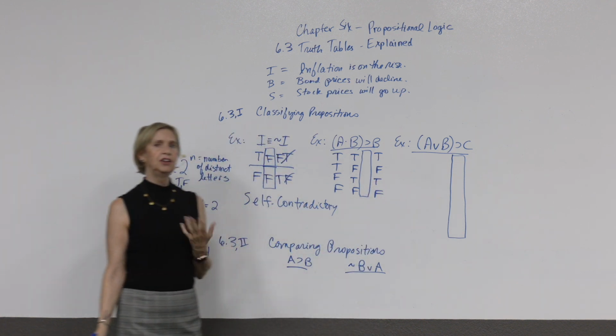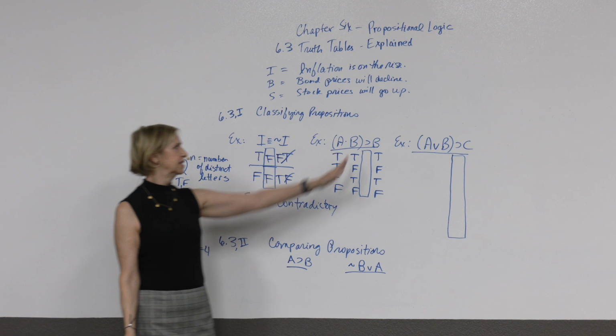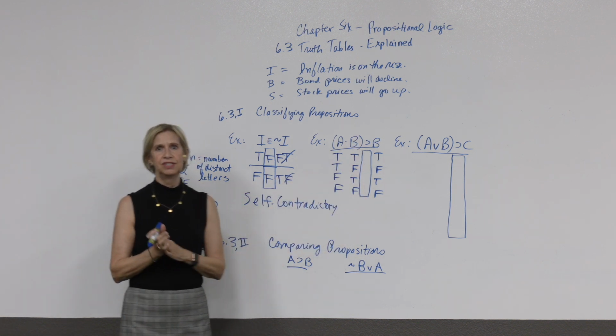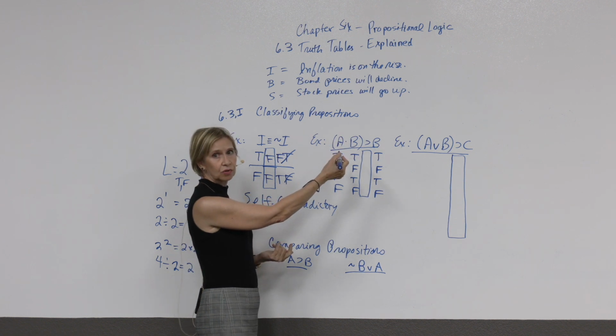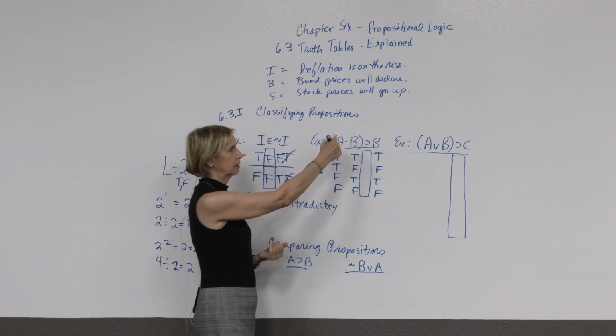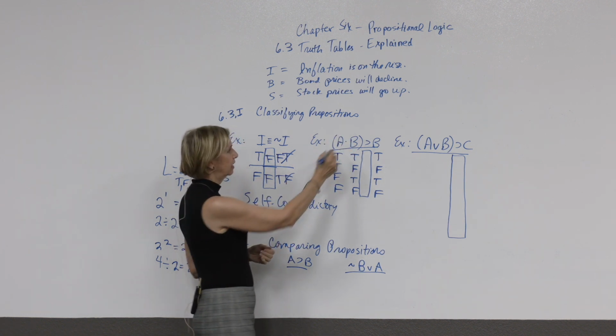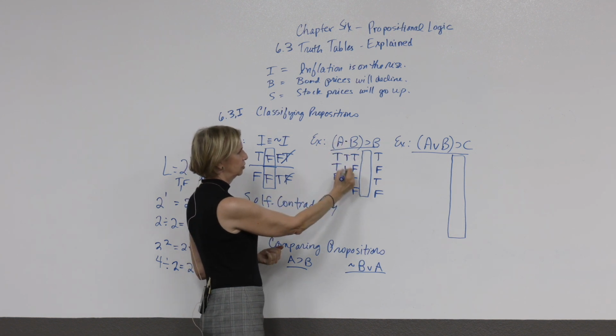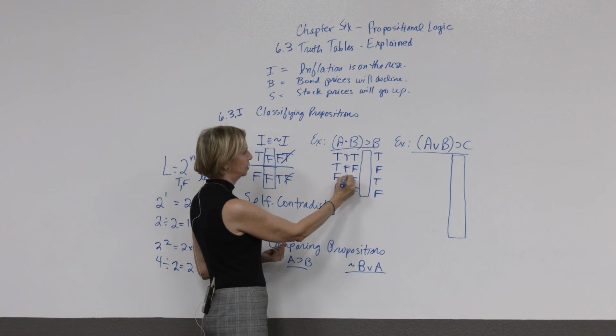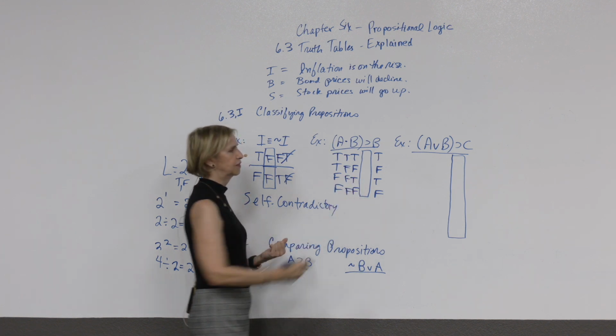Okay? Now, how do you go about filling out the rest of the table to see how this proposition turns out under the main operator? Well, you follow the same order of operations. You would take the parentheses, and you would calculate, remember, for a dot, true and true is true, true and false is false, false and true is false, false and false is false.